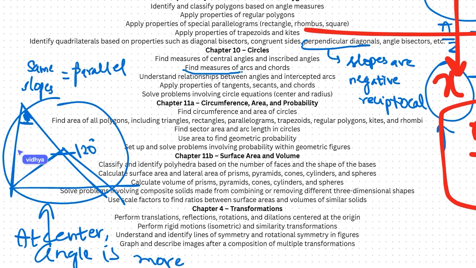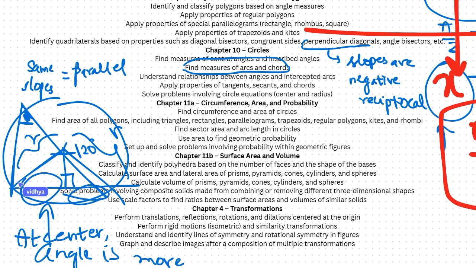So measures of arcs and chords means you have to use that. You know that this is radius. This is also radius. Draw a right triangle. This will be half. So things like that. You have to use Pythagoras theorem here.